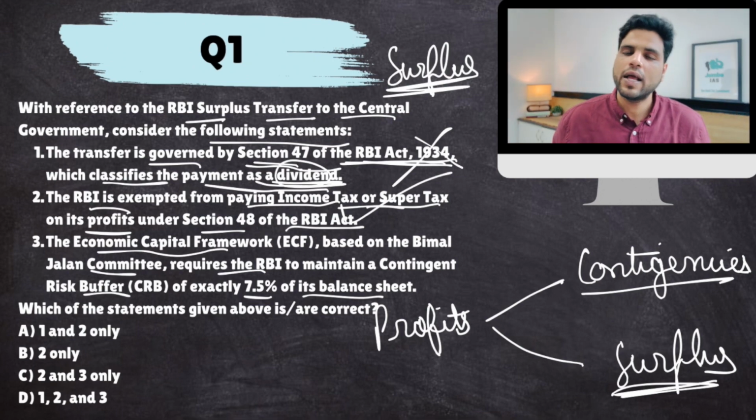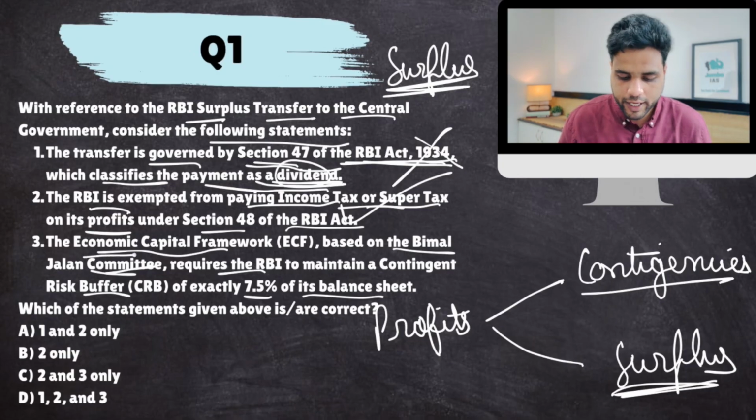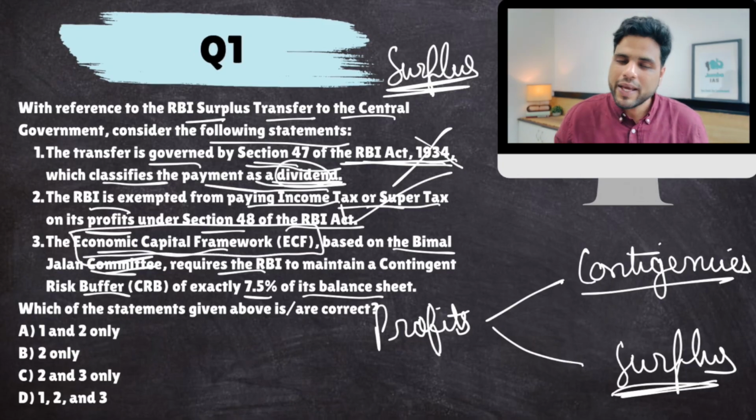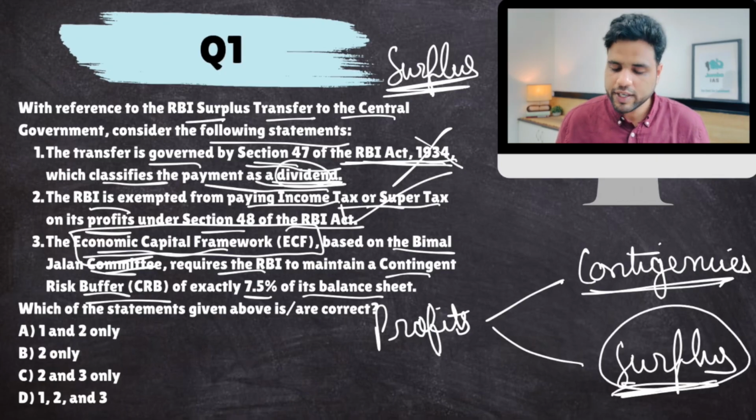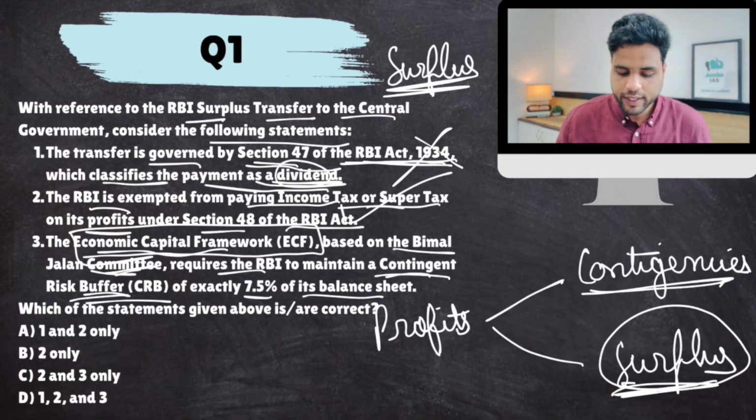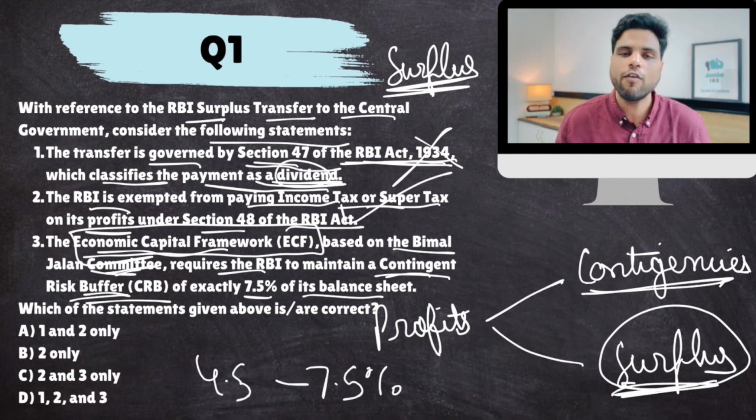For that reason, well, government established a committee called Bimal-Jalan Committee. And Bimal-Jalan Committee basically gave a framework for this, which is called Economic Capital Framework. And based on this framework, today, RBI keeps some money for contingencies in the Contingent Risk Buffer Fund, and the rest of it is transferred as surplus to the government. Now, as per Bimal Jalan Committee recommendations, remember this, money to be kept in contingent risk buffer should be 4.5 to 7.5% of RBI's profits.